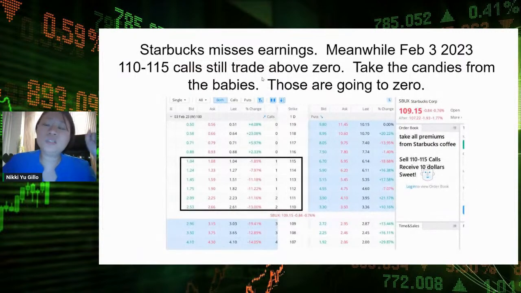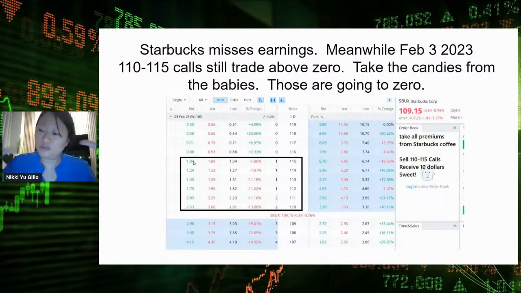So Starbucks missed earnings. Meanwhile, if you'll notice, February 3, which is today, all the 110 to 115 calls still are fetching premiums. You're still able to get $2 here, $1 here. So this is what we mean with taking candies from babies, because decay is real. Theta decay is a mathematical system. If you don't have intrinsic value, you will decay towards zero.